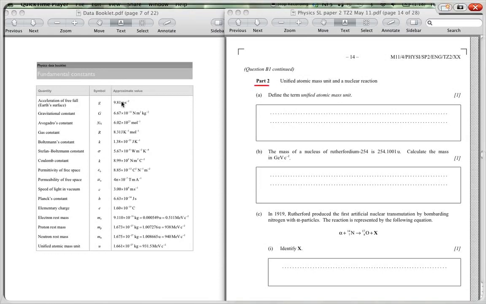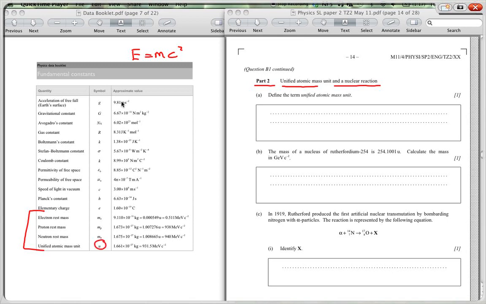Here we're looking at part 2 of question B1, and we're looking at the unified atomic mass unit and the nuclear reaction. So this is topic 7. Now topic 7 in the data booklet has just E is equal to mc squared as your one formula, but there is important information here in your data booklet. We have the electron rest mass, the proton rest mass, the neutron rest mass, and your unified atomic mass unit, your u, is given there.